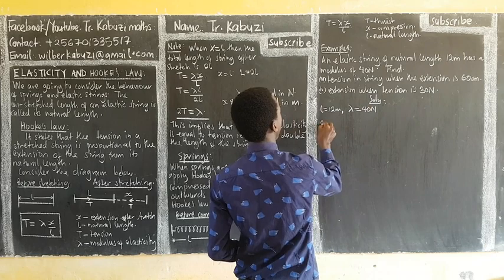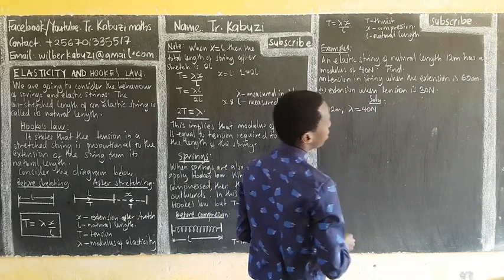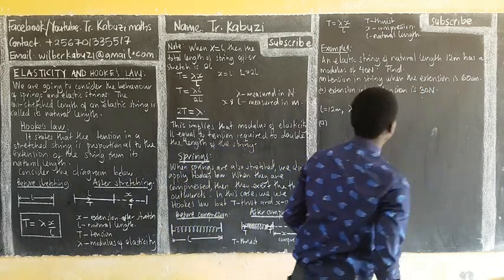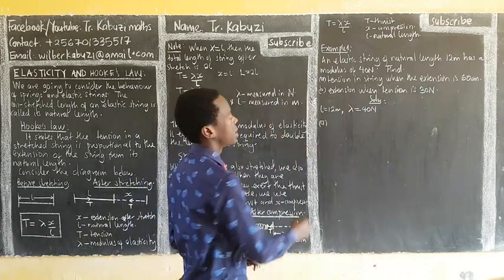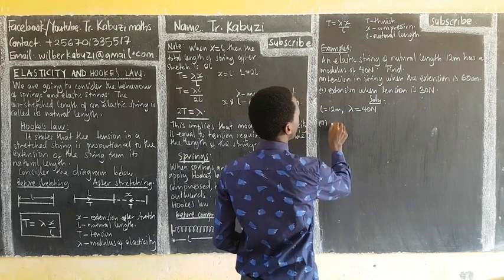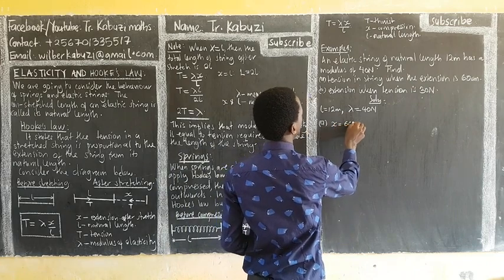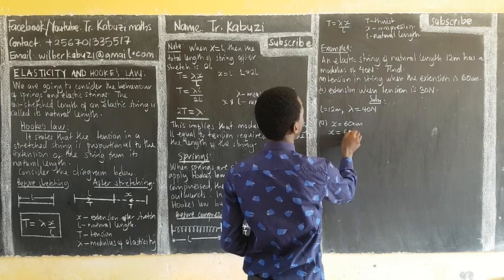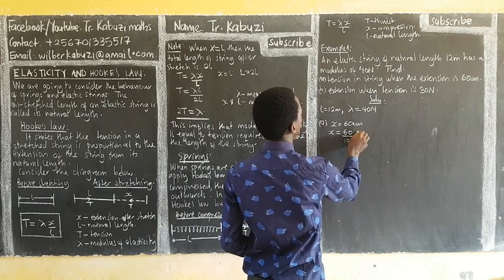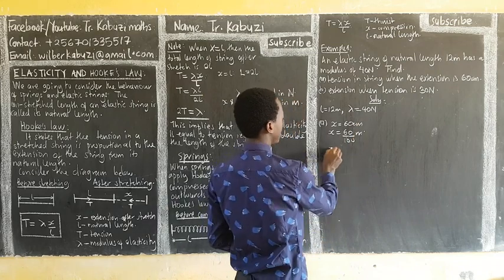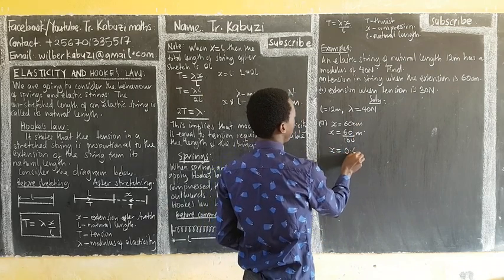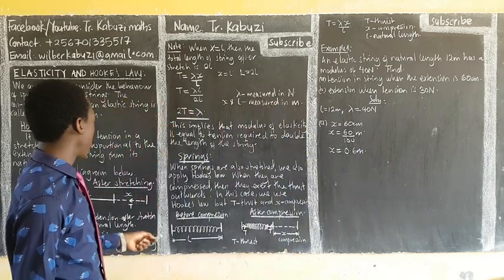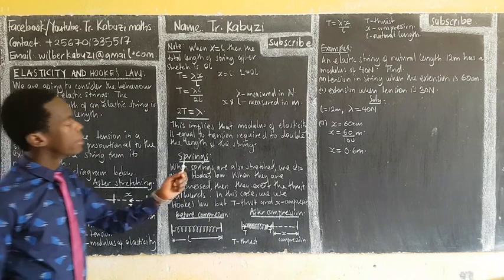Now they want us to get part A: find the tension when the string is stretched to 60. The extension is 60 centimeters. Now you convert it to meters because the natural length is already in meters. So our X is equal to 60 centimeters, which is the same as 60 over 100. Now this is in meters. So our X is going to be 0.6 meters. Really easy.